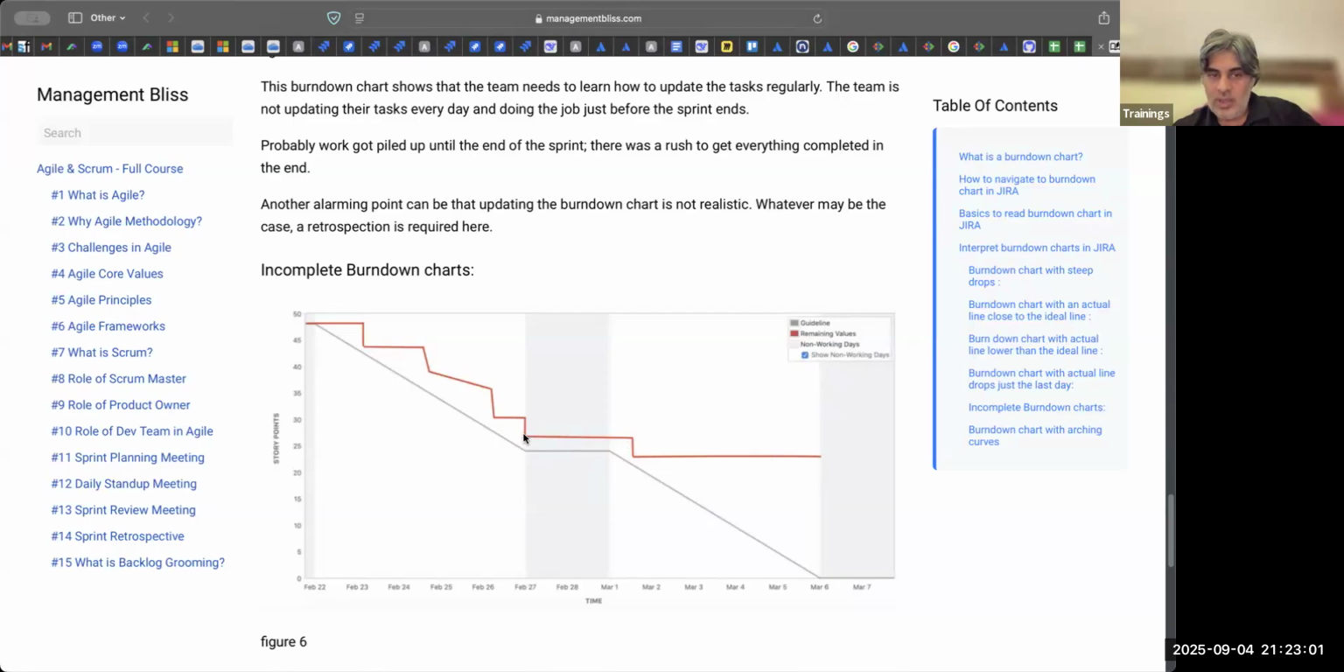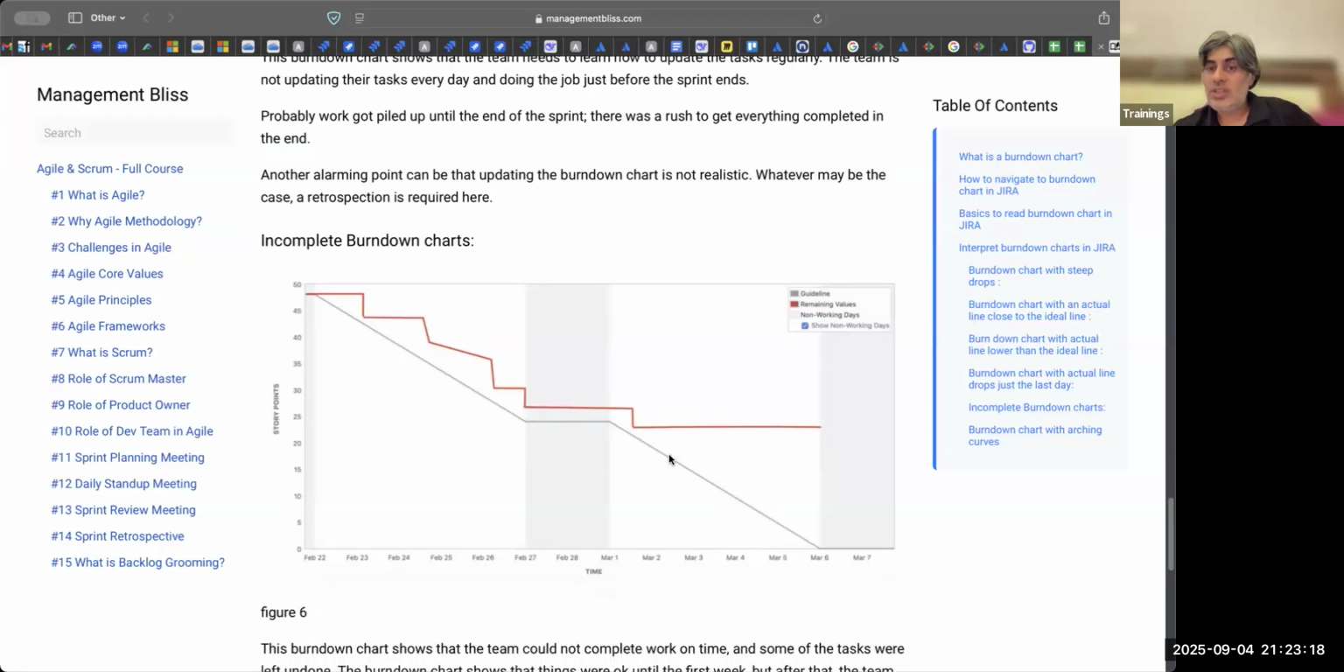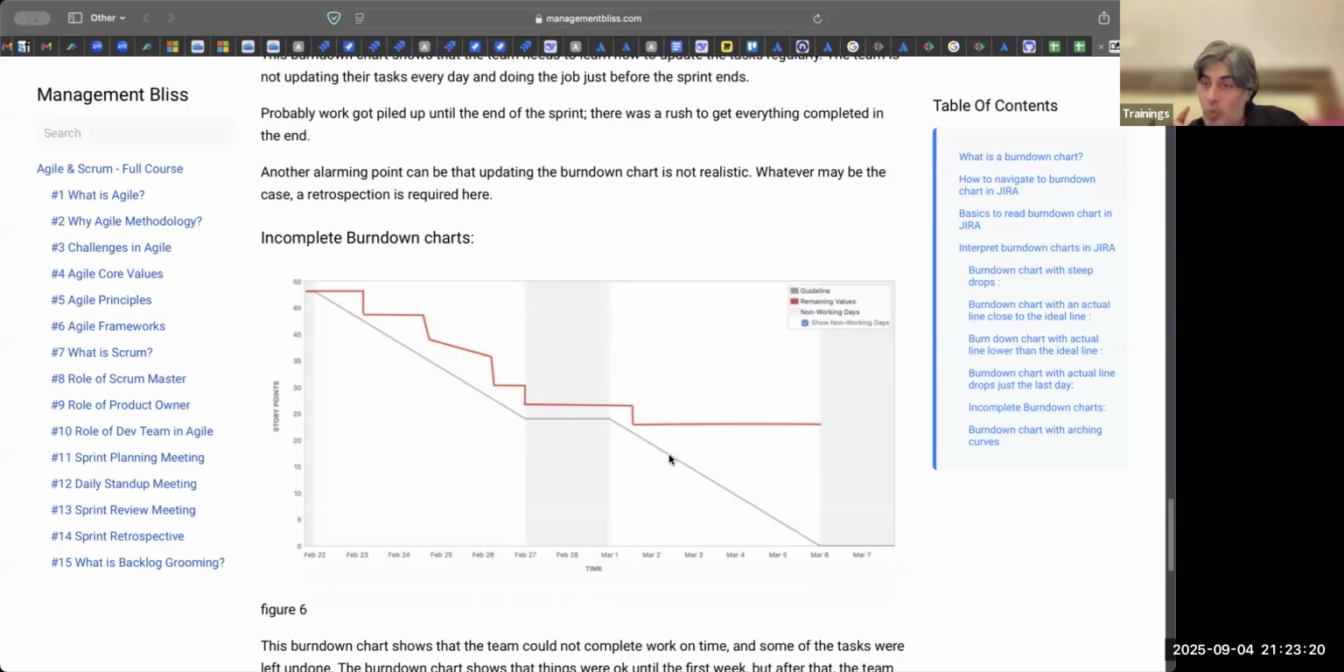If you look at this, on February 27th, 26 points of work was remaining, and on the last day virtually 24 points is remaining. So for the last 6 days, they did just 2 points of work. There is some serious problem here. So one look at this chart and a Scrum Master can easily make out if things are going well or there is some problem in the team.